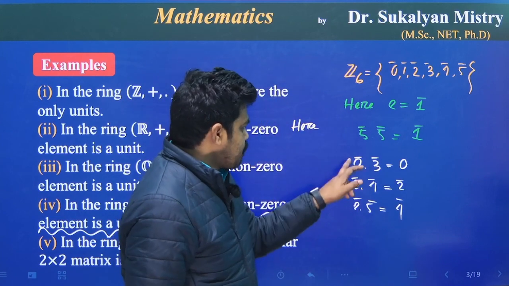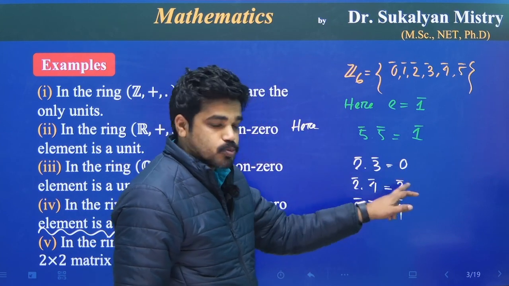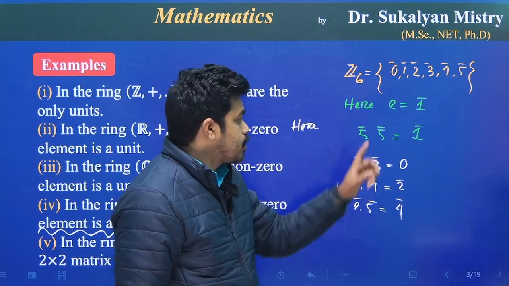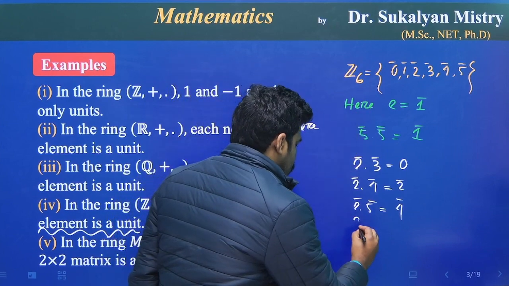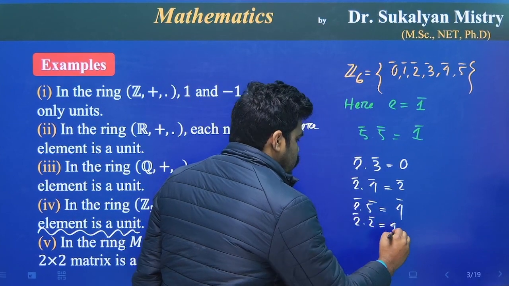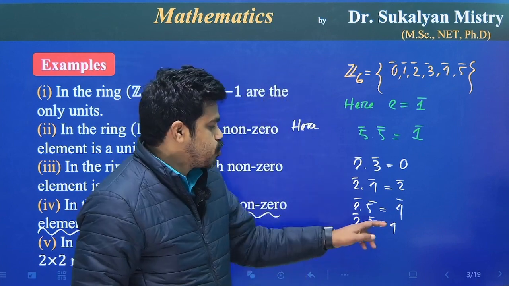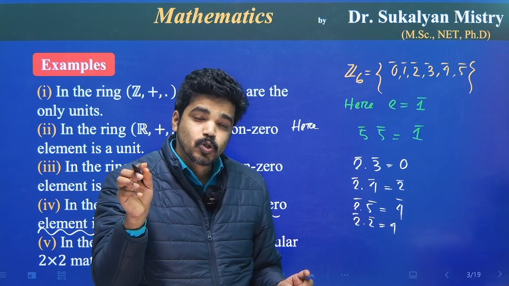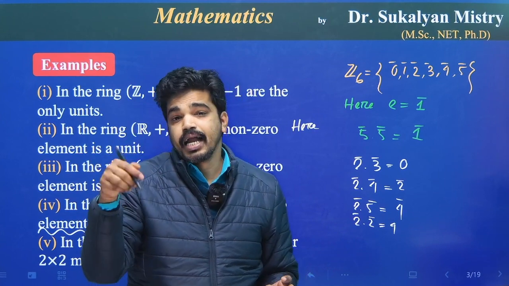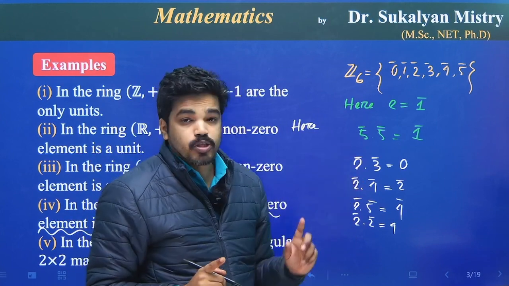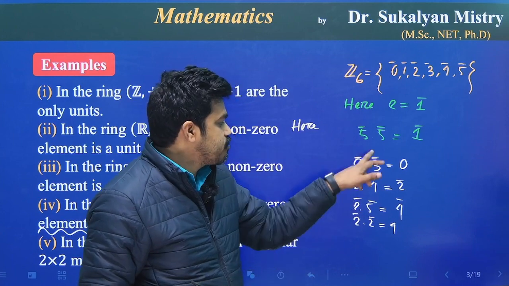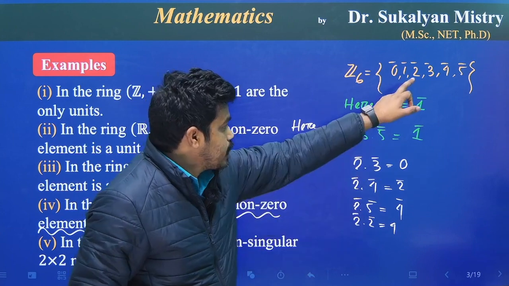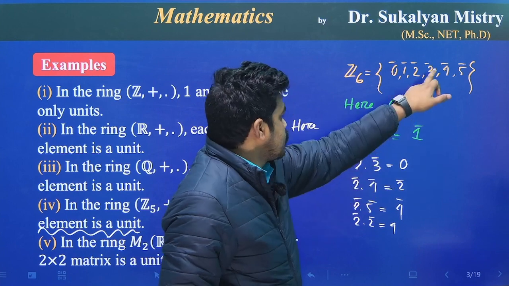OK, that means 2 cannot have inverse 3, inverse 4, or inverse 5. If you consider 2 into 2, that is 4, right? 2 into 4... I am saying, an element A is said to be a unit element if there exists another element B such that A dot B is equal to 1. So we are not getting any inverse of 2.